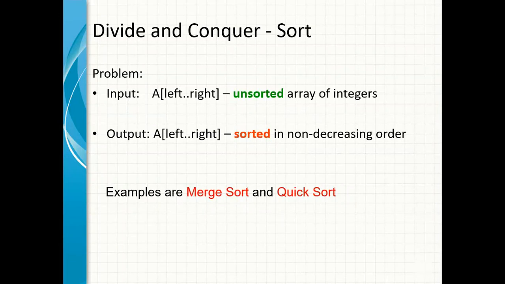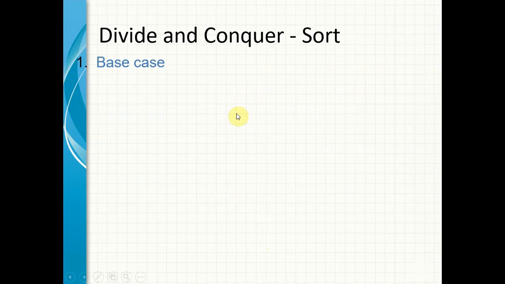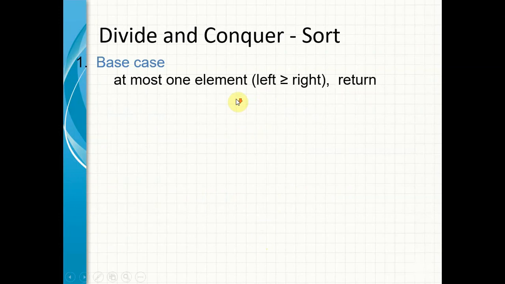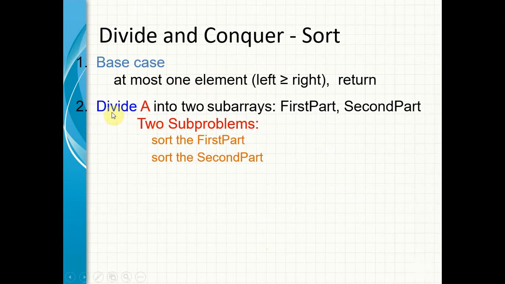They share a similar idea that we have a base case which has only one element. Now remember, only one element. And then return. And about the divide, that is, we divide the array, that is A, into 2 sub-arrays. We name them first part and second part. Then it becomes 2 subproblems, that is, to sort the first part and then sort the second part.